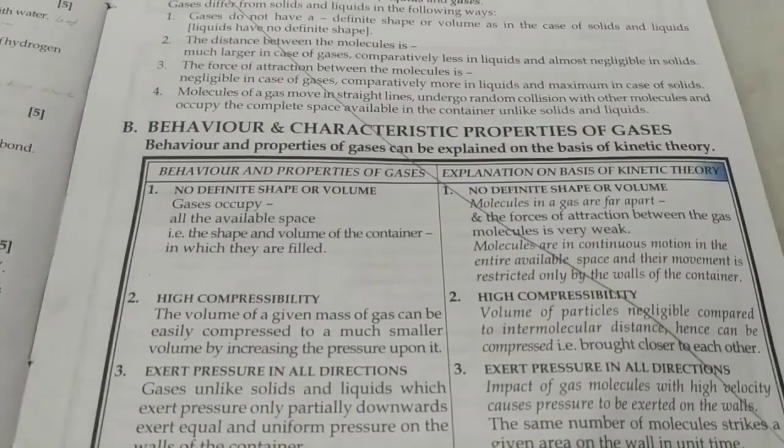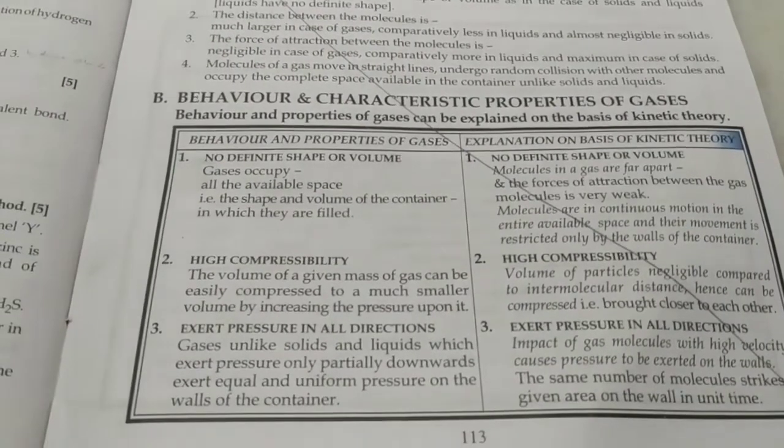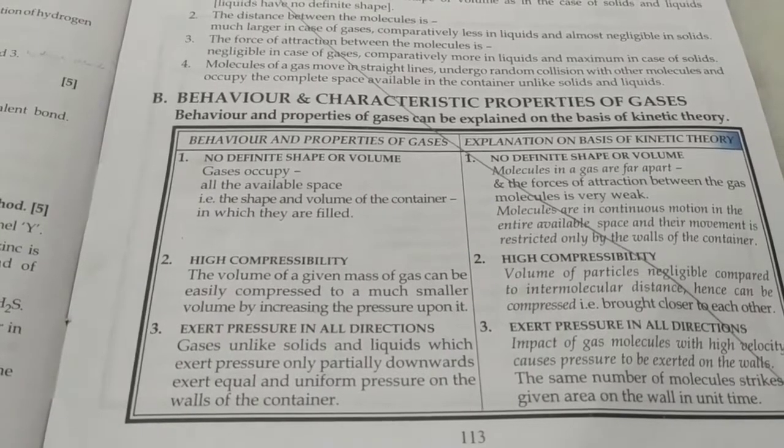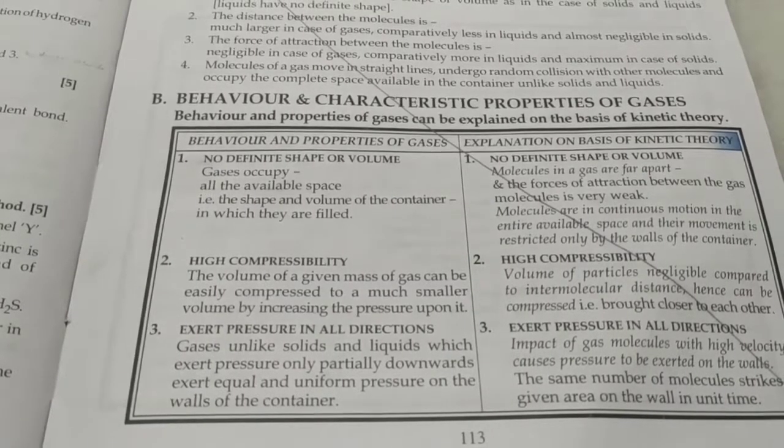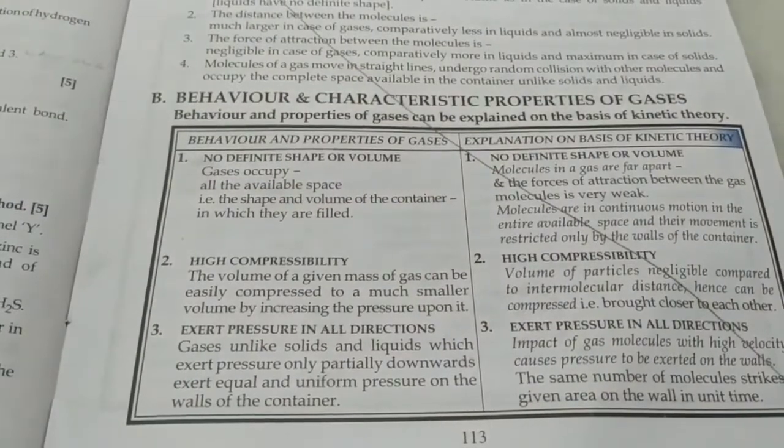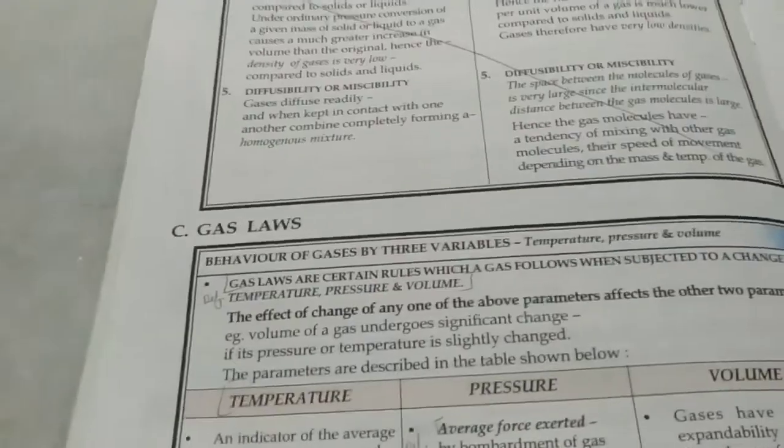The introduction is not in our syllabus, but we need to be aware of the properties of gases and the explanation of these properties with the help of kinetic theory. Gases are very different from solids and liquids because they don't have a fixed volume, neither do they have a fixed shape. That's because the intermolecular space is the greatest in gases and the intermolecular forces of attraction are the least in gases. Hence, they are also highly compressible and they diffuse very quickly.